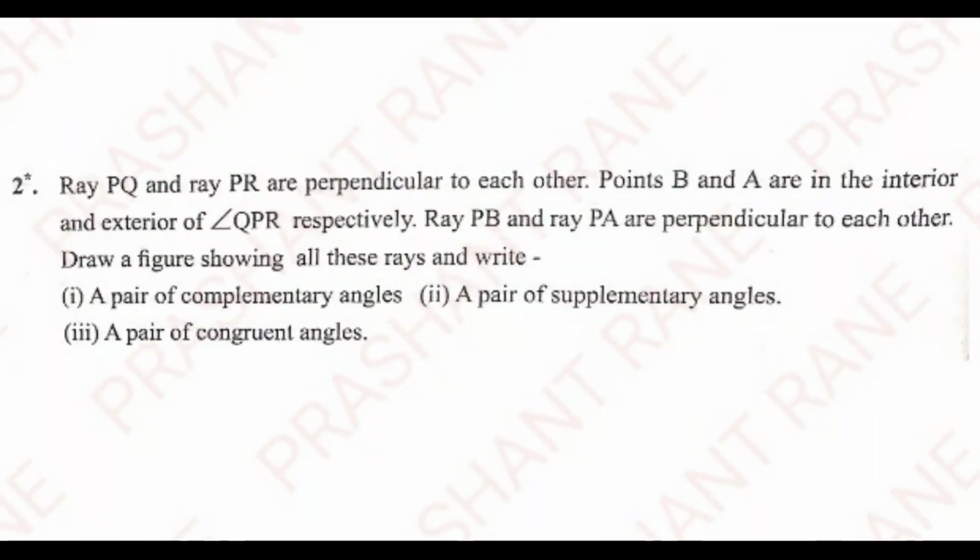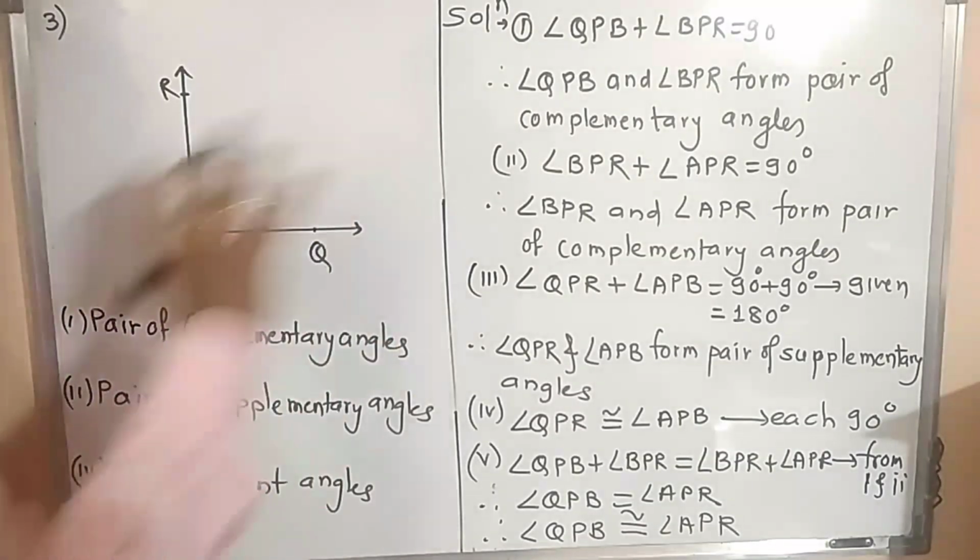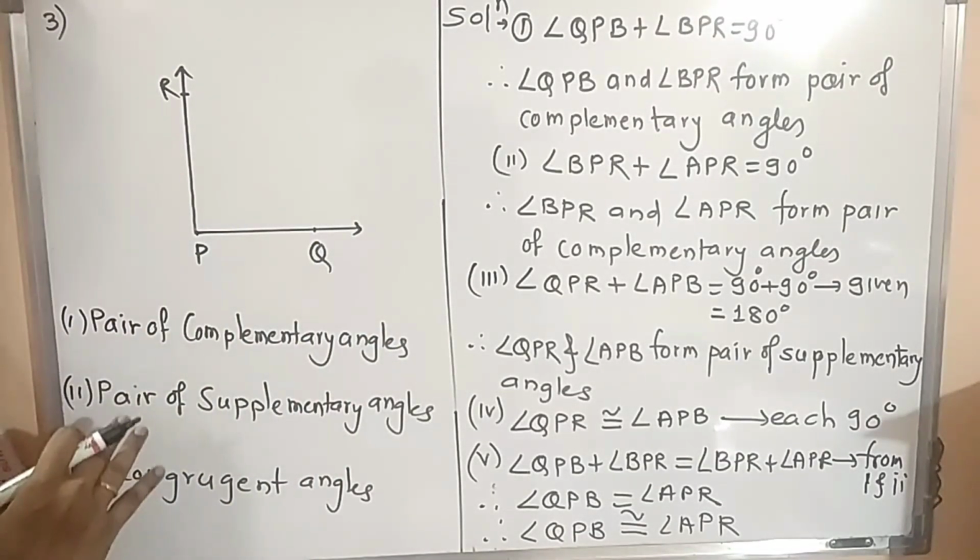Question number 2. Ray PQ and ray PR are perpendicular to each other. Points B and A are in the interior and exterior of angle QPR respectively. Ray PB and ray PA are perpendicular to each other. Draw a figure showing all these rays and write a pair of complementary angles, a pair of supplementary angles, and a pair of congruent angles. From the given information, we will draw the figure.